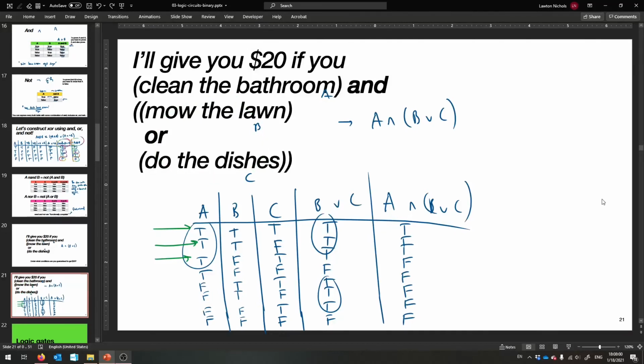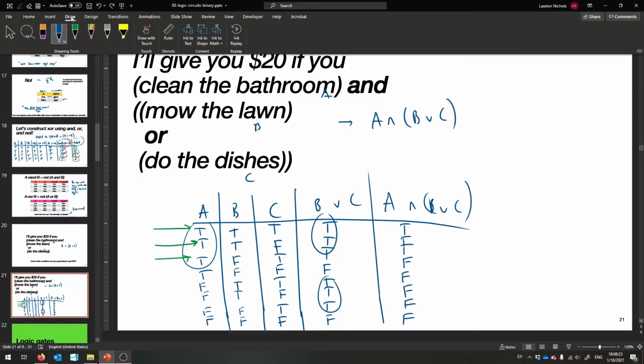All right, so I can just do one. I can mow the lawn and clean the bathroom, but not do the dishes. Okay, you see how those all line up? And likewise, I can clean the bathroom and not mow the lawn, but I'll do the dishes. So in all those three cases, I'm getting 20 bucks, assuming mom didn't lie to us, that is. All right, so that is the name of the game.